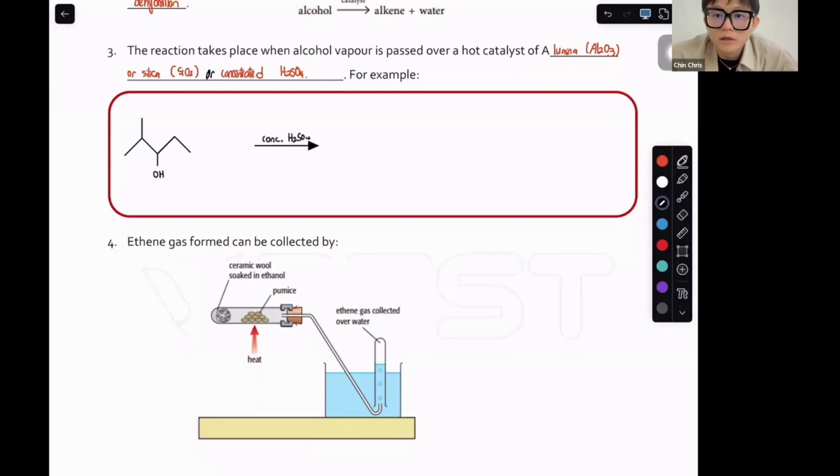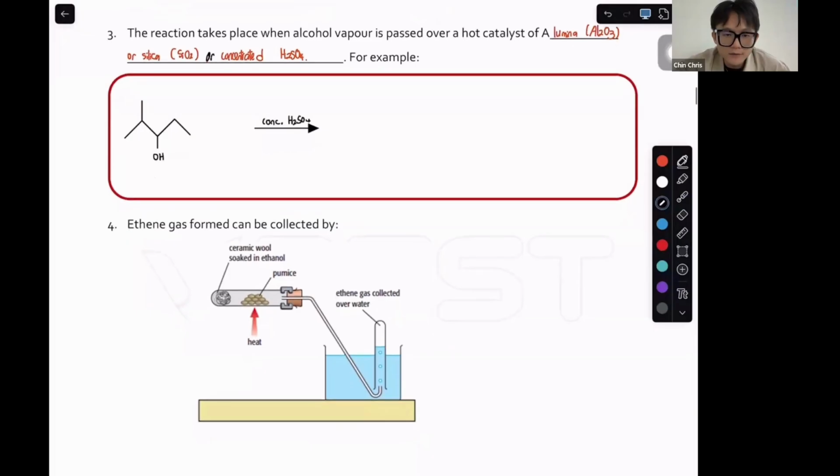Alright guys, let's go. So what do you get? Okay, again, if you're eliminating, we can eliminate OH here, and I can eliminate another hydrogen here. If I eliminate OH and hydrogen, my double bond position is going to be here.